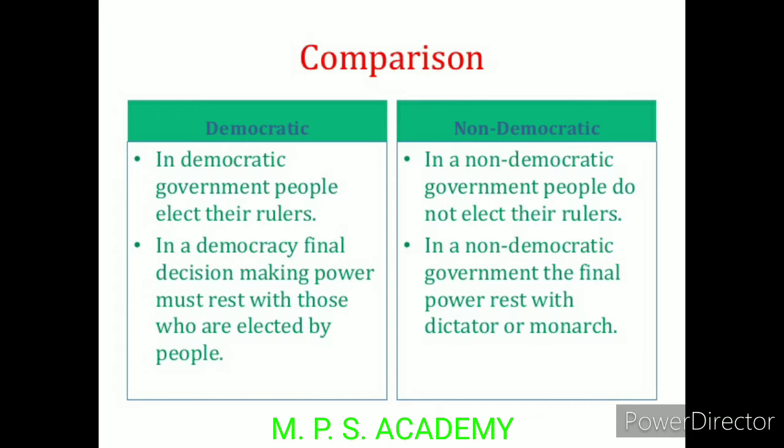In a non-democratic government, the final power rests with the dictator or a monarch. नॉन डेमोक्रेटिक में पावर जो है डिक्टेटर के पास होता है, या फिर जो तानाशाह है उसके पास, या फिर राजा के पास. यानी डेमोक्रेसी में जनता ने जिसको चुना वो डिसीजन लेता है. नॉन डेमोक्रेसी में जो तानाशाह है या फिर जो राजा है वो निर्णय लेता है. ठीक है, तो ये कंपैरिजन की और भी पॉइंट्स हैं, आगे देखते हैं हम.